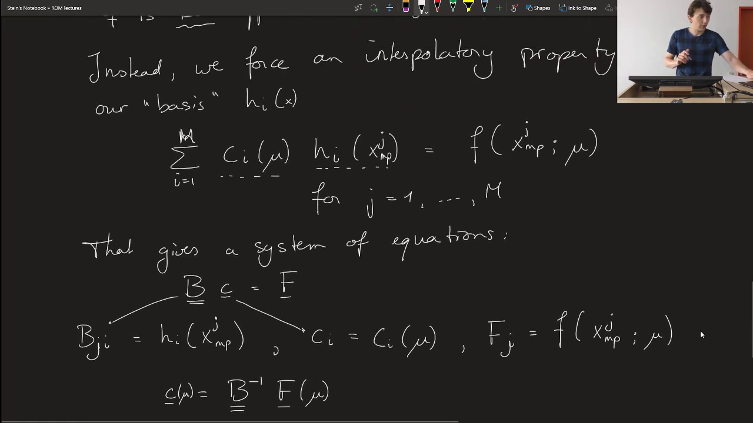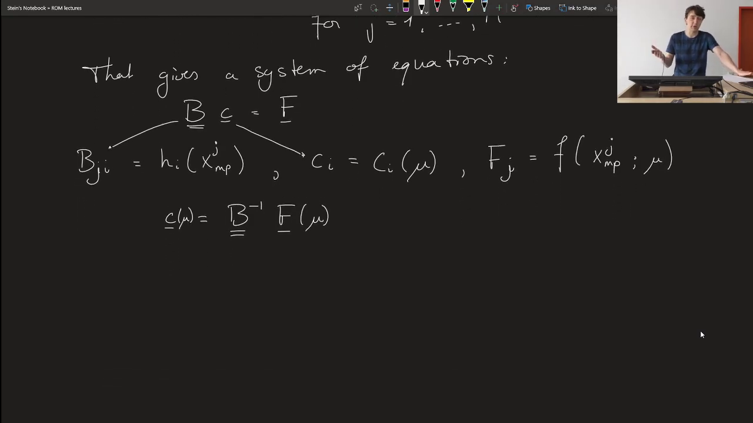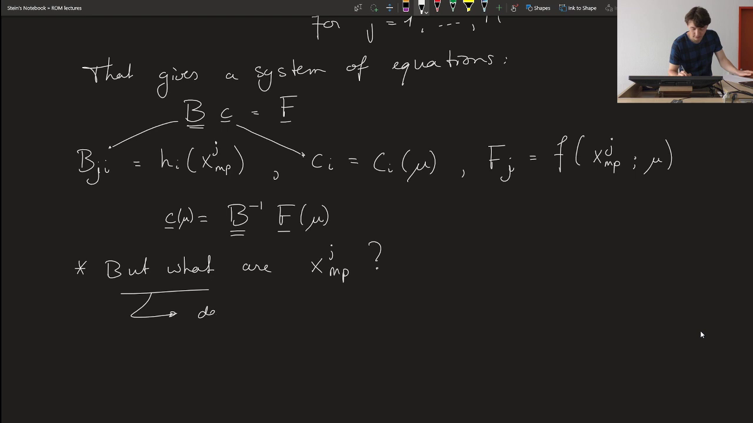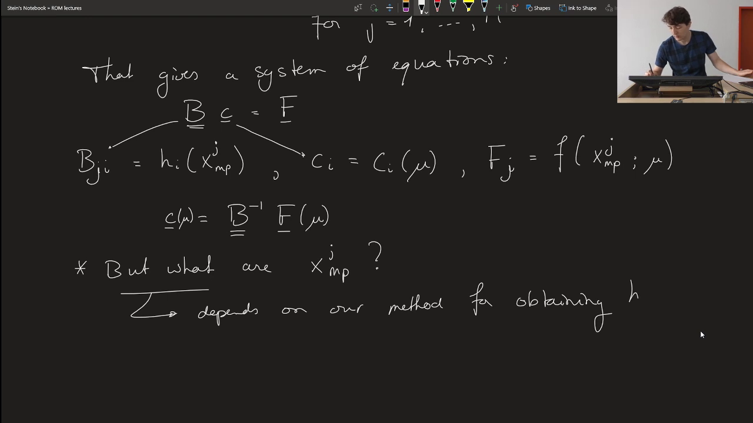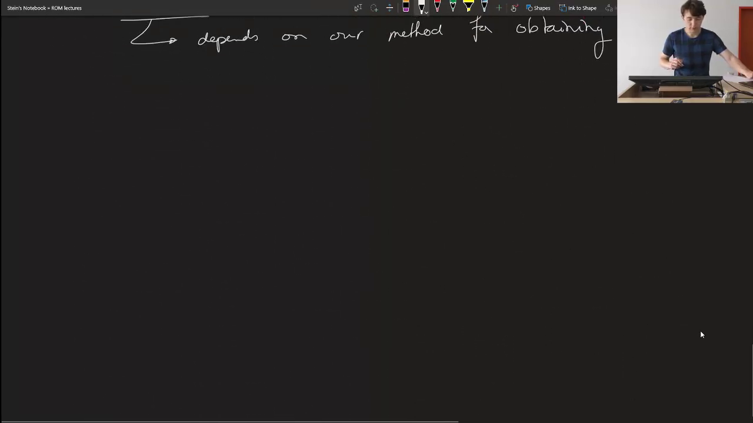Now we started off not knowing what h was, and by the end of this story we have another question, because what magic points do we choose? The effectiveness of a method like this depends a lot on these magic points. So we now have a new question: what are these special interpolatory magic points? The answer depends on our method for constructing or obtaining this basis hx, which was really the first question that I stated to begin with. So we'll start talking about that now.